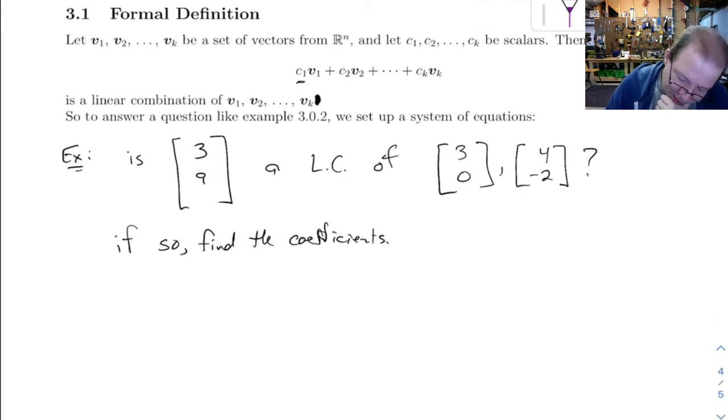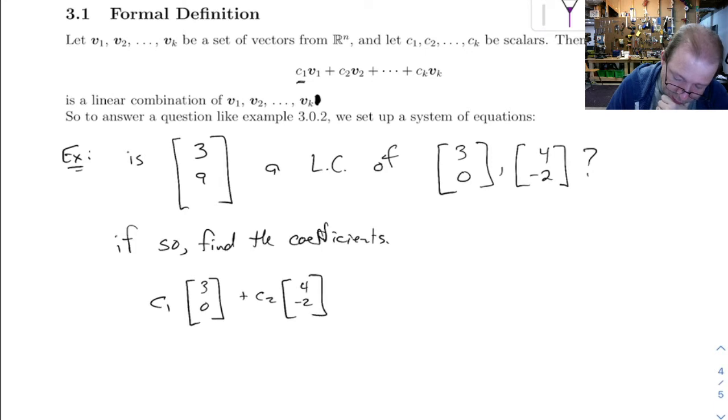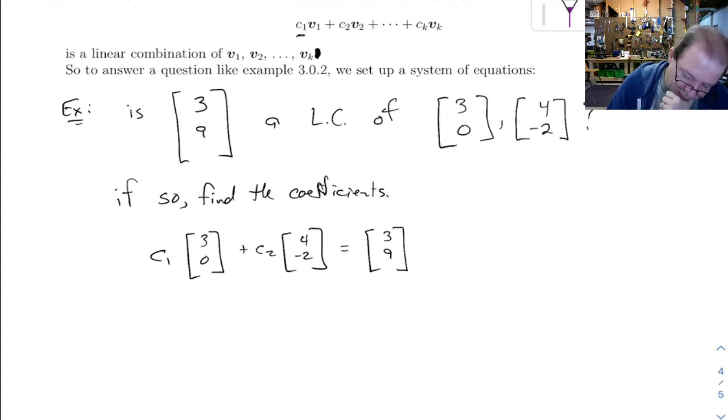So we'd set this up as the equation c1 times (3, 0) plus c2 times (4, -2) equals (3, 9). And so this would be the system, or the augmented matrix [3, 0 | 4, -2 | 3, 9]. And of course, this is my c1 column, my c2 column.